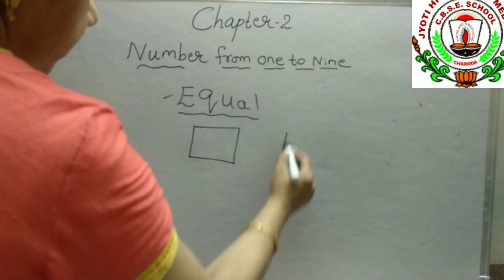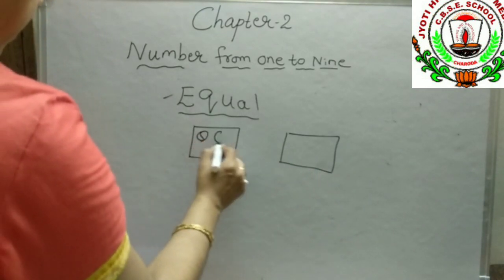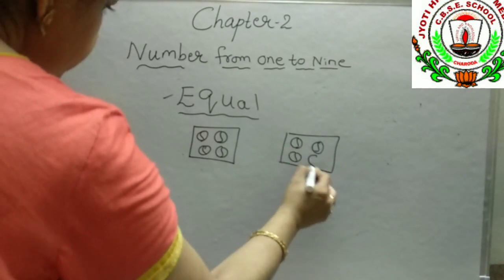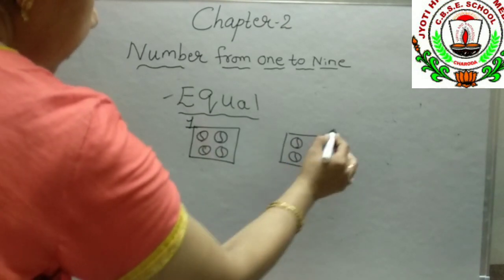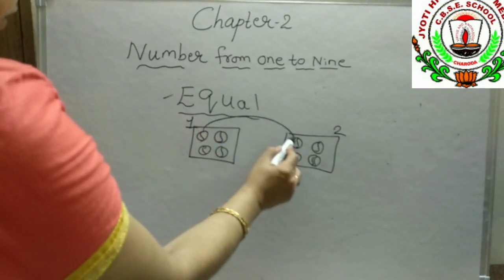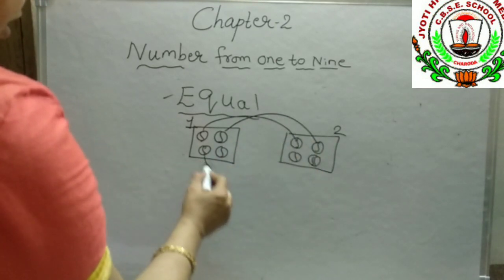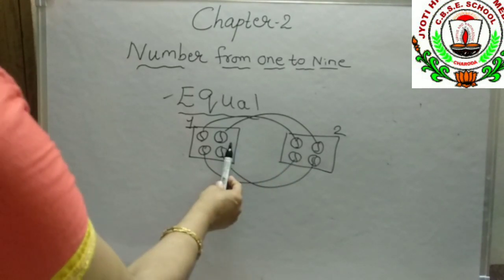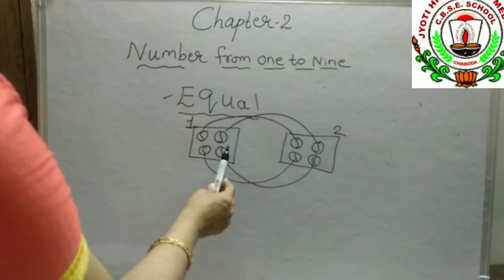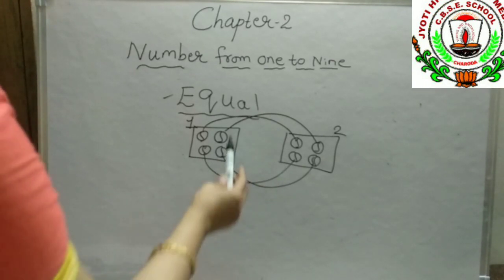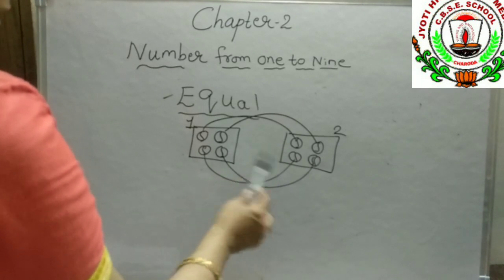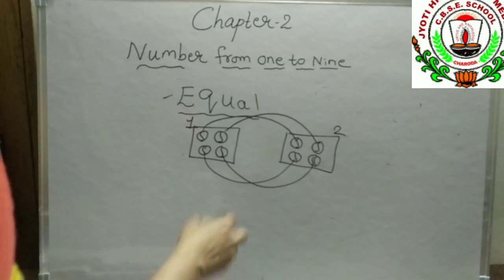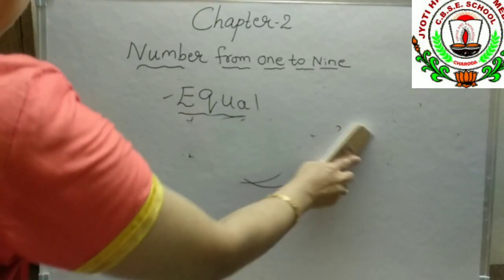Suppose these are two boxes. Again I am making balls in it. Now we will compare. This is box number 1 and this is box number 2. One ball, one ball. Two ball, two ball. 3, 3. 4, 4. So in both the boxes the number of balls is the same because no ball is remaining in each of the boxes. So both the boxes have the same number. So we can say that they are equal. Both the boxes have an equal number of balls.